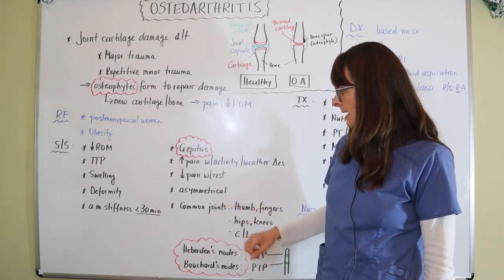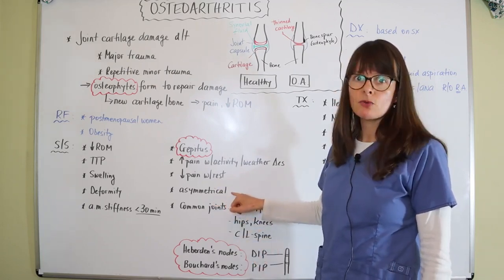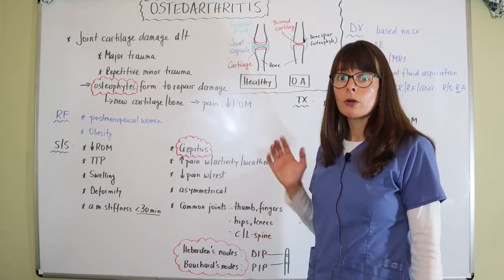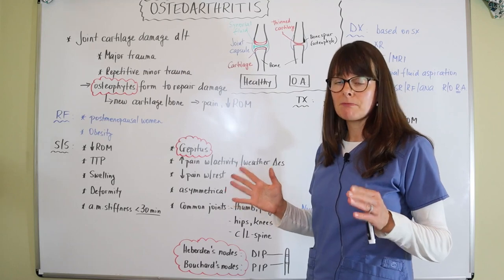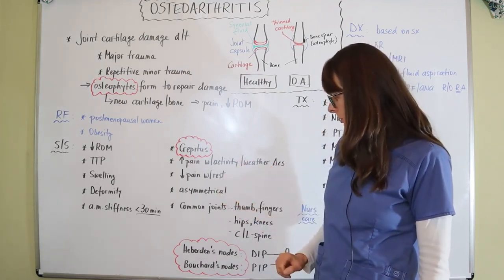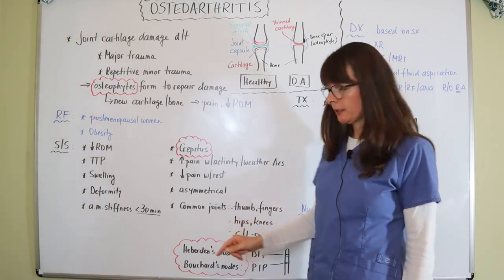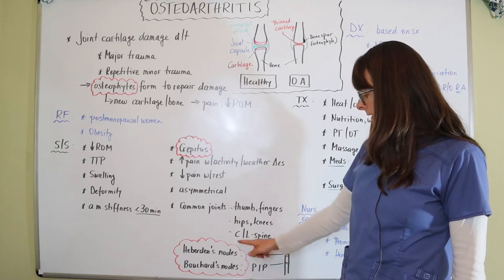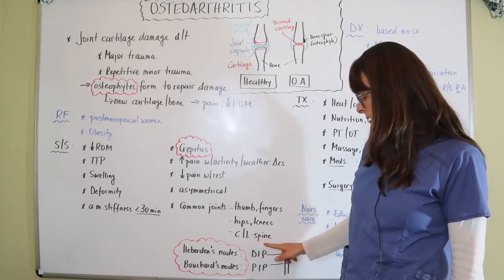decreases with rest. Symptoms occur asymmetrically, so it can be the right finger and the left toe, whereas in rheumatoid arthritis, they're typically symmetrical, so the same joints are affected on each side, but here asymmetrical. And then common joints affected are the thumbs and the fingers, the hips and the knees, and then the cervical as well as the lumbar spine.